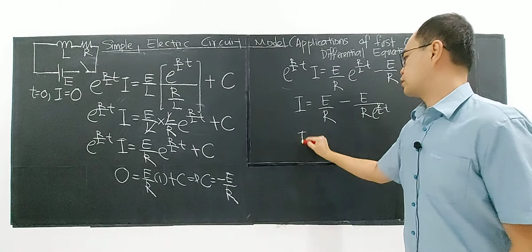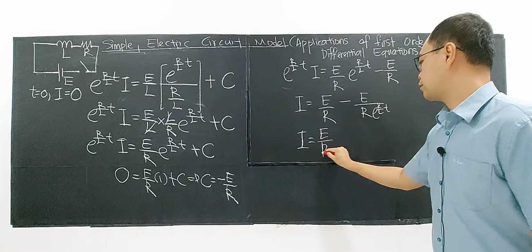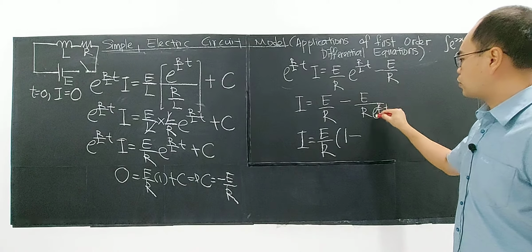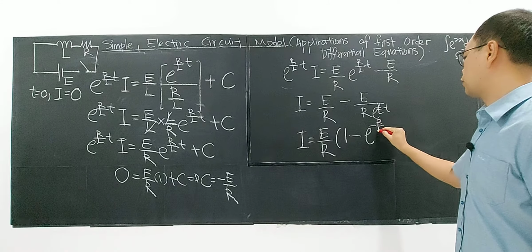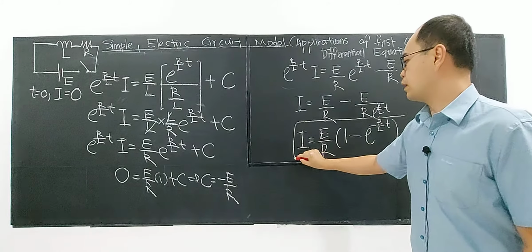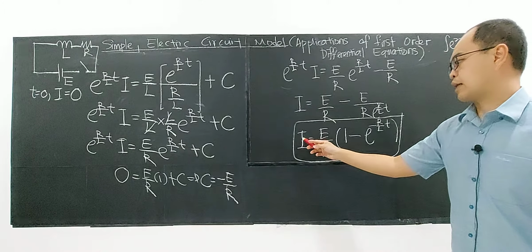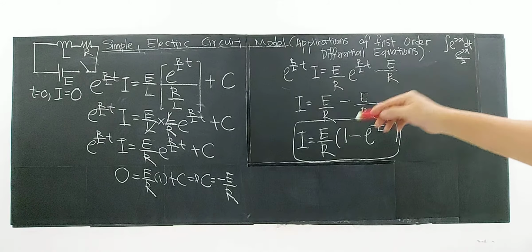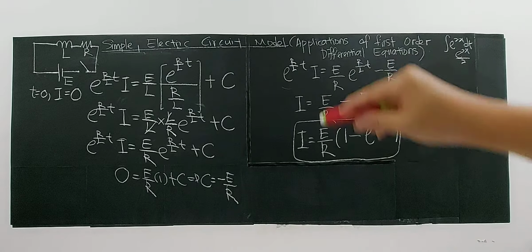So finally, I can just factorize E/R as a constant. Then in the bracket, I have 1 minus 1 over e^(R/L t). So you can rewrite it as e to the negative power, e^(-R/L t). And this is the formula for the current in this circuit. So it means that the current depends on the time. So this is the formula of the current for this circuit after the derivations.